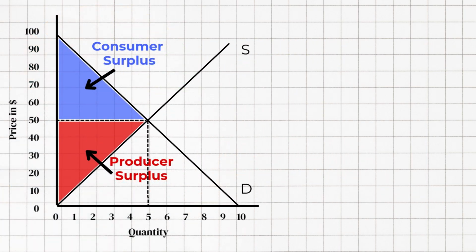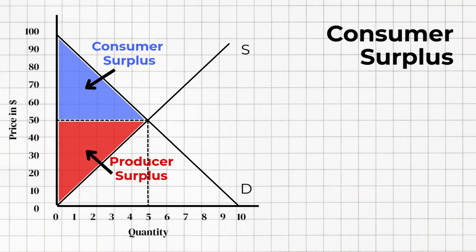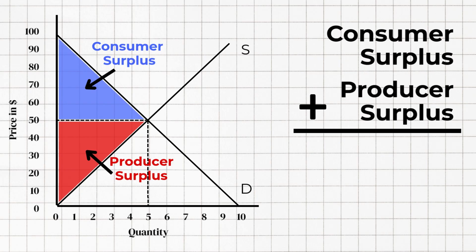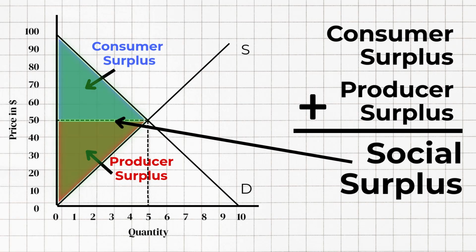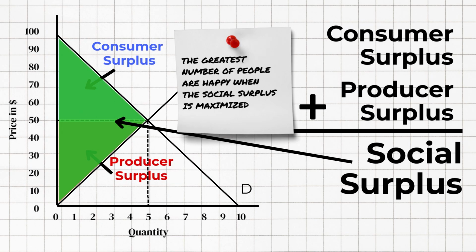And since everyone in a society is either a consumer or a producer, we can add the consumer and producer surpluses together and get the total benefit to society, which is called the total social surplus. So, as you can see, the equilibrium price is when the total social surplus is maximized, meaning the greatest number of people are happy. Look what happens if we don't get to equilibrium.